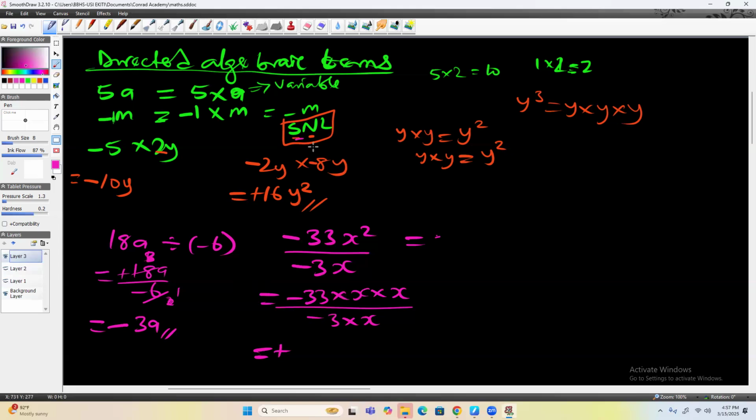We go to number. Number 3 here, 1. 3 in 33 is 11. So I have 11. Now we'll go to letter. This x will cancel this x. So you're left with 1x. So the answer is 11x.